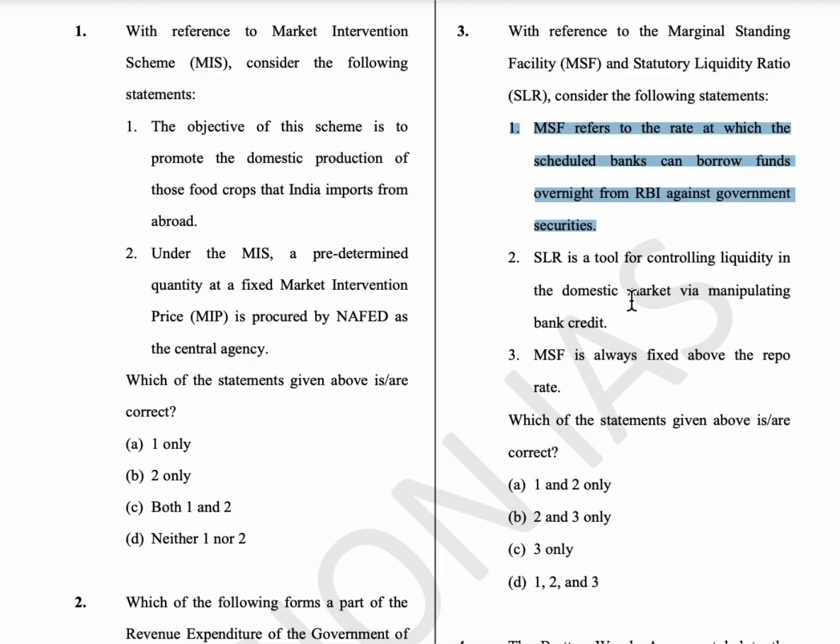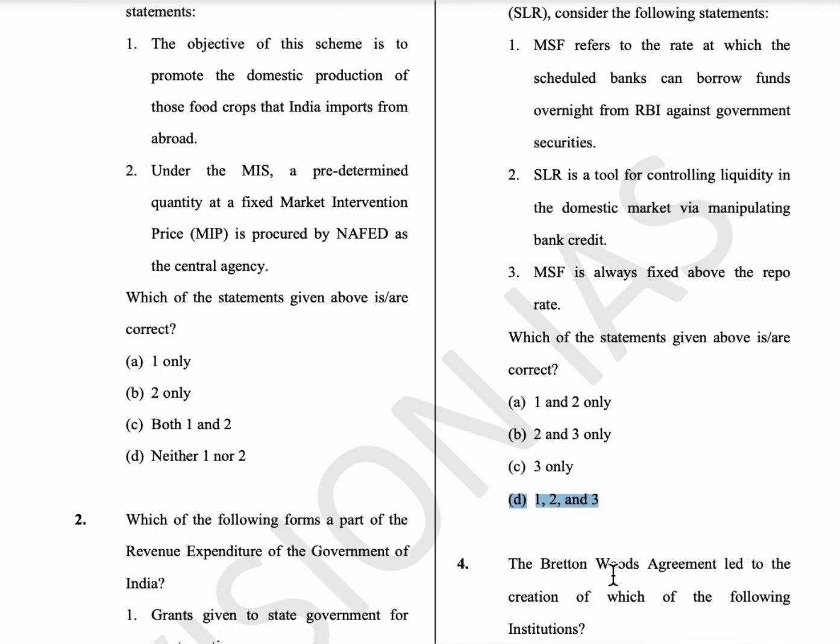Yes, if the statutory liquidity ratio means some amount of money should be in the commercial banks, then liquidity control in the domestic market will be there. So SLR is a tool. So the second statement is also correct. Coming to the third statement, MSF is always fixed above repo rate. So the third statement is also correct. So all these statements are correct, and option D is the right answer.